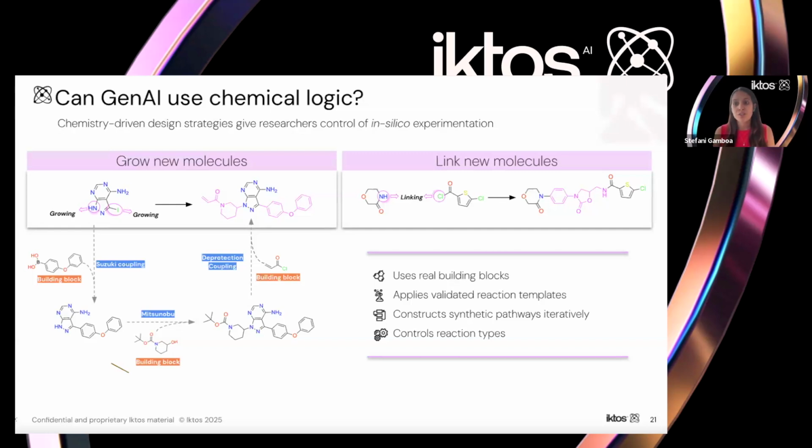So the important message here is our GenAI is grounded in how chemists actually design molecules. This is where our technology really separates from the standard GenAI. Every transformation you see here is grounded in reaction reality. Our GenAI does not hallucinate. It works with building blocks, it applies validated reaction templates, and constructs synthetic pathways that are actually usable. So it's a generative system, I would say, that respects synthesis by design.